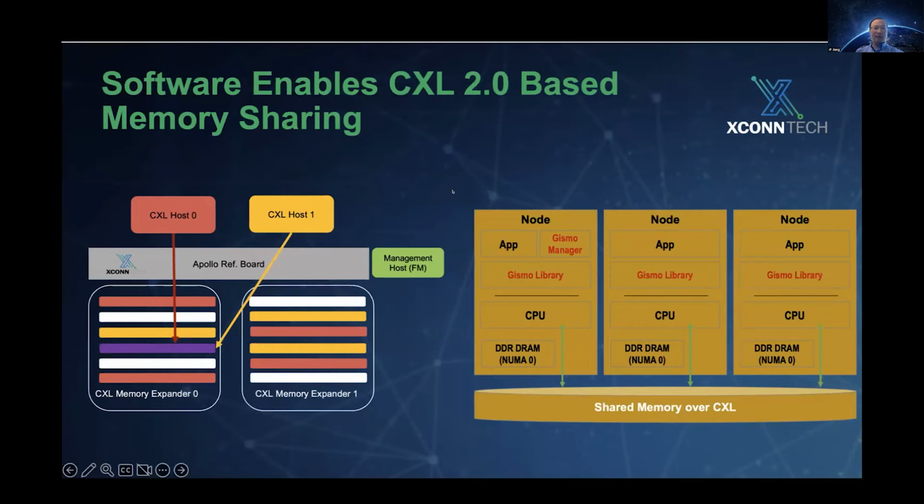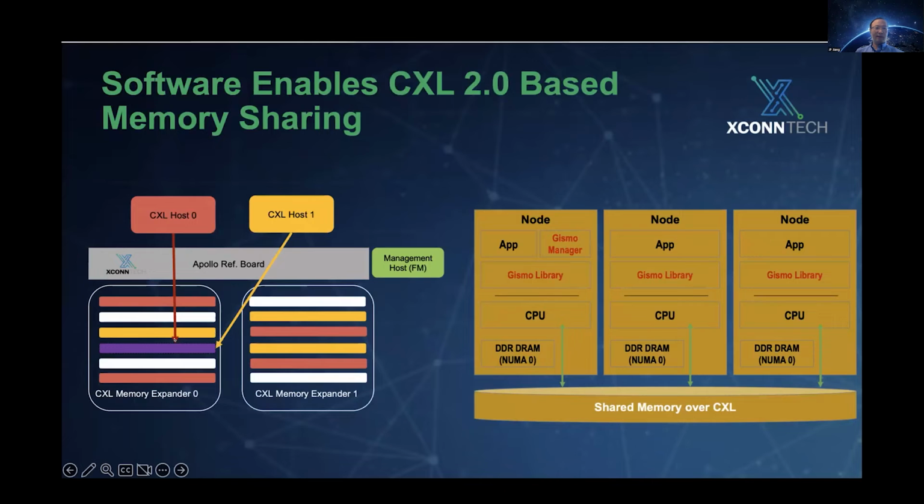So I want to talk about CXL memory sharing, right? And memory sharing actually is a very important, very critical application for future computing. So the idea of memory sharing is, if you look at the picture on the left, host 0 and host 1, through the memory pooling, can allocate their own memory on the CXL devices through our switch, right?